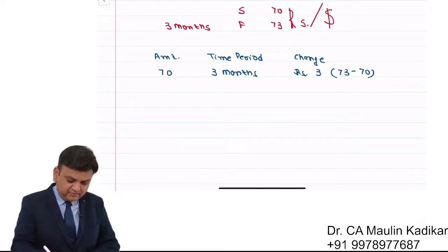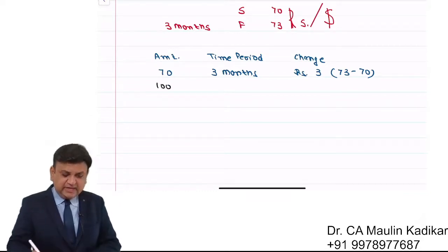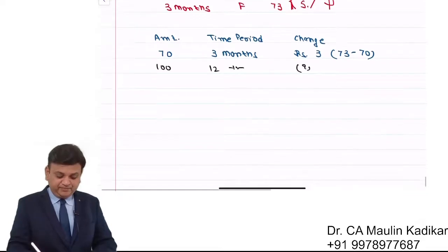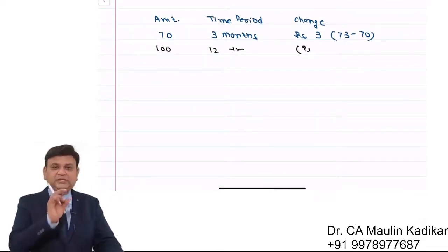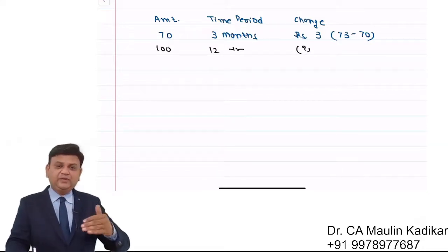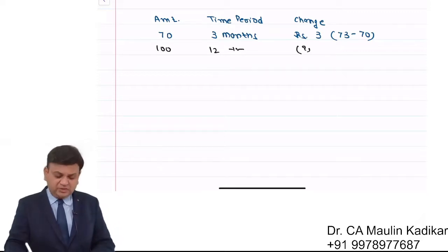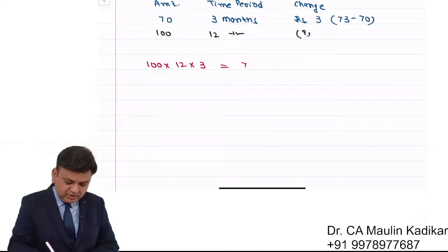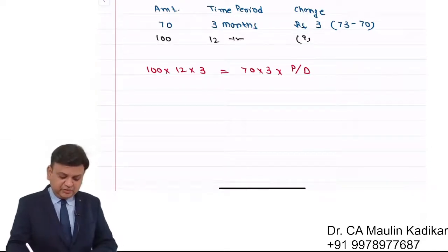So for every 100, क्योंकि premium and discount भी annualized term में और percentage term में होगा, so for every 100, over a time period of 12 months, कितना change होगा वो calculate किया जाएगा. I repeat it again. 70 rupees के सामने over a time period of 3 months, there is a change of rupees 3. So for every 100 unit over a time period of 12 months, क्या change है वो हमको calculate करना है. इसका calculation कैसे होगा? 100 into 12 into 3 is equal to 70 into 3 into premium slash discount. ये जो answer है, उसको बोला जाएगा premium slash discount, ये जो question mark लिखा है उसमें.